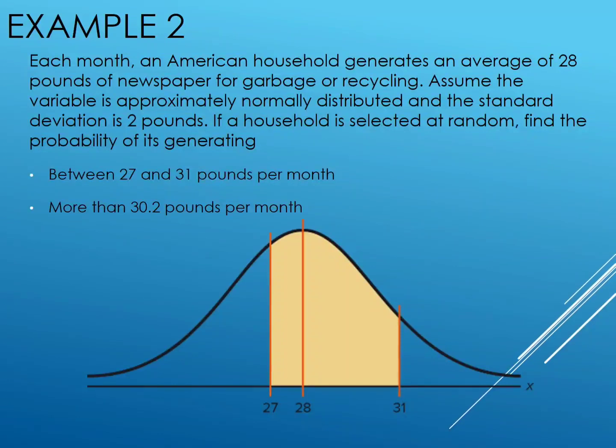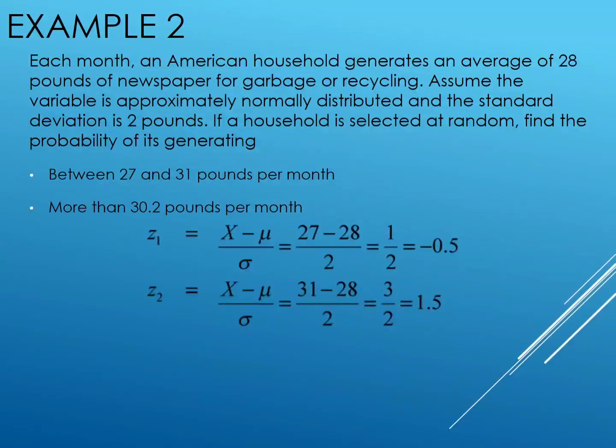If I find a z-score for 27, it gives me the left side. If I find the z-score for 31, it gives me the entire left side, including 27's left side. So I would find a z-score for 27, find a z-score for 31, and subtract their values. I use the formula twice. The first value is 27 minus the average divided by 2, the standard deviation, and I get negative 0.5. Then for 31, I get 31 minus 28 over 2, which is 1.5.